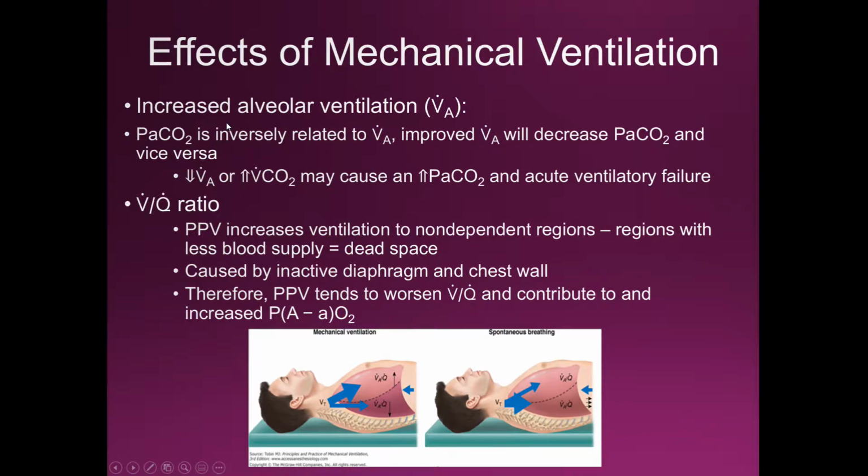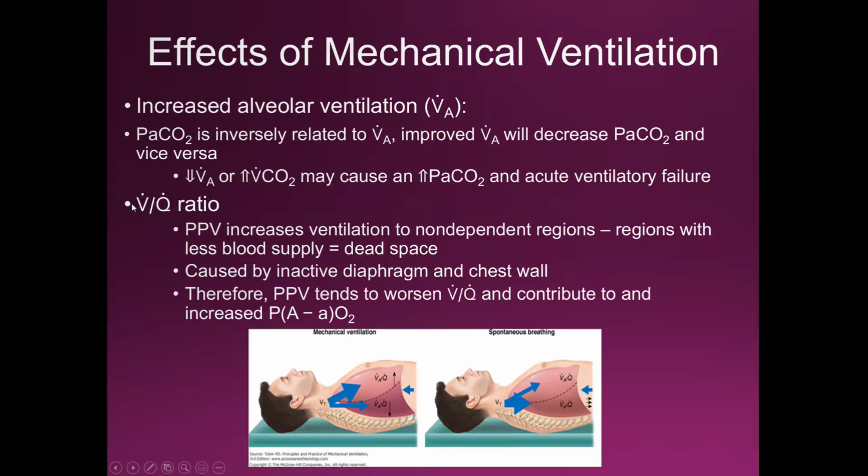So when we talk about alveolar ventilation, what we have to understand is that our PaCO2 is inversely related to alveolar ventilation. If we improve our alveolar ventilation, then we decrease our PaCO2. But if our PaCO2 increases due to ventilatory failure, then our alveolar ventilation decreases. That makes sense. You can't ventilate through the alveoli, hence you have a buildup of CO2 in the blood.